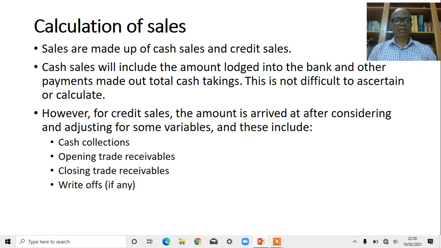Okay, let's go to another aspect of what we have here. We're looking at calculation of sales. How do you calculate sales from incomplete records? You must note one thing here. Sales are made up of cash sales and credit sales.